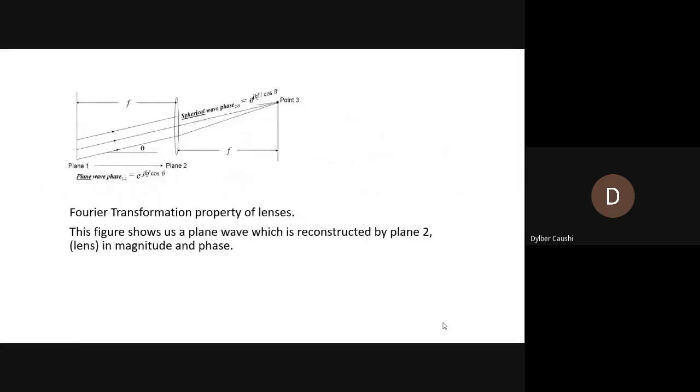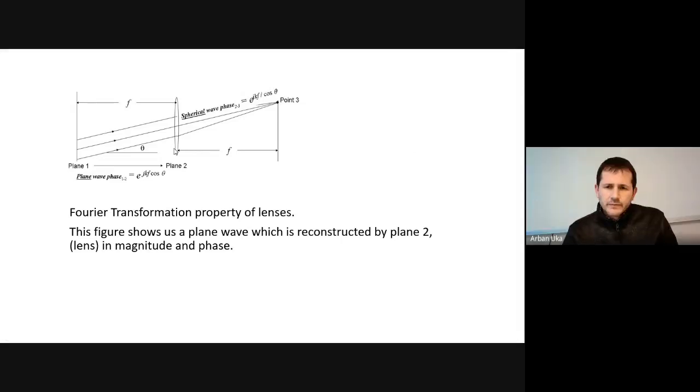Here is a picture of the Fourier transformation. As we can see here, at plane 2 we have a lens, and there are some waves that go from the left to the right, and the lens reconstructs them in magnitude and phase.